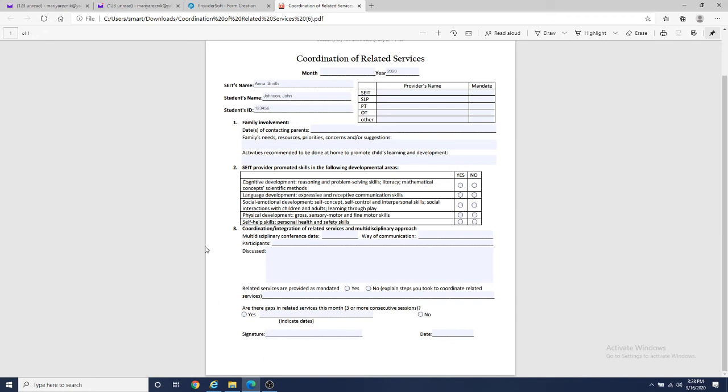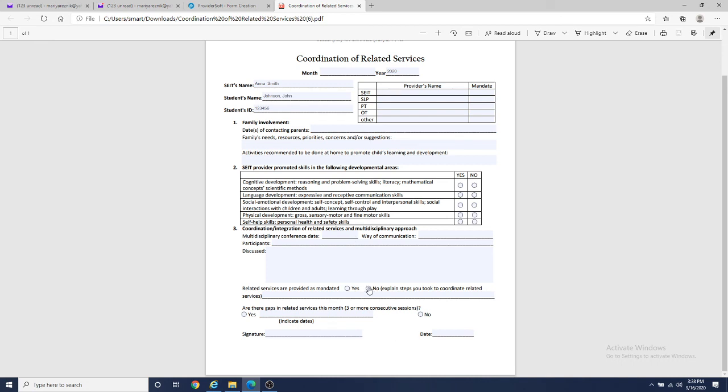Let's say the situation is that none of the related service providers are assigned yet. We don't have any. In this case, you're going to write here NA, because the meeting did not take place. You need at least one provider for the meeting to take place, and there are no providers besides SEIT assigned. So you're going to write NA in this area here.